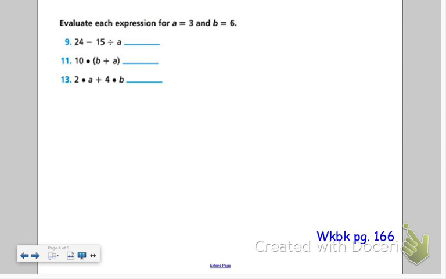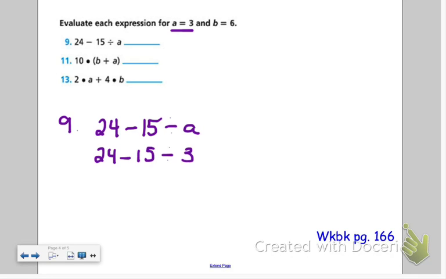Let's do a few more practice problems together. Evaluate each expression for a equals 3 and b equals 6. So let's look at number 9. Number 9, we have 24 minus 15 divided by a. That's the original expression. But now I'm going to do the substitution step. I'm going to take my a and I'm going to put 3 in its place. So now it's 24 minus 15 divided by 3.